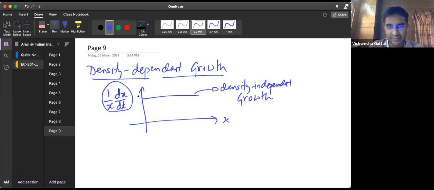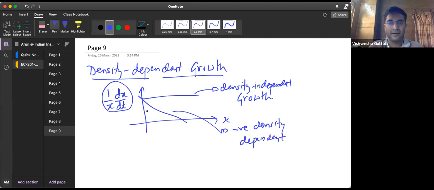If it is a declining function, this would be negative density dependent. And you can have, of course, more complex forms. Okay, and those will be more general density dependent functions.